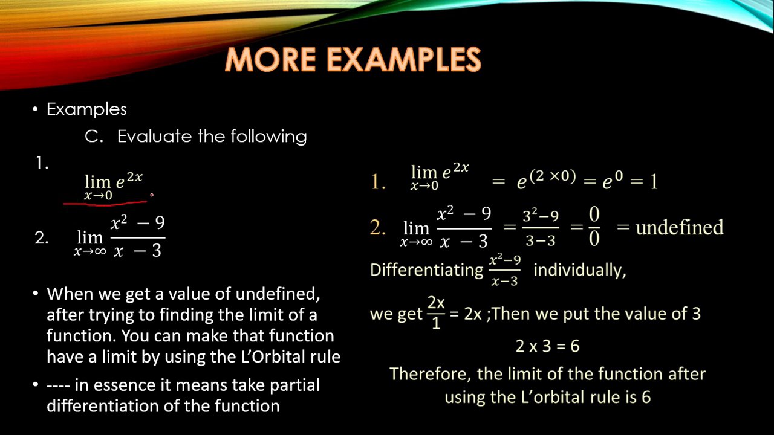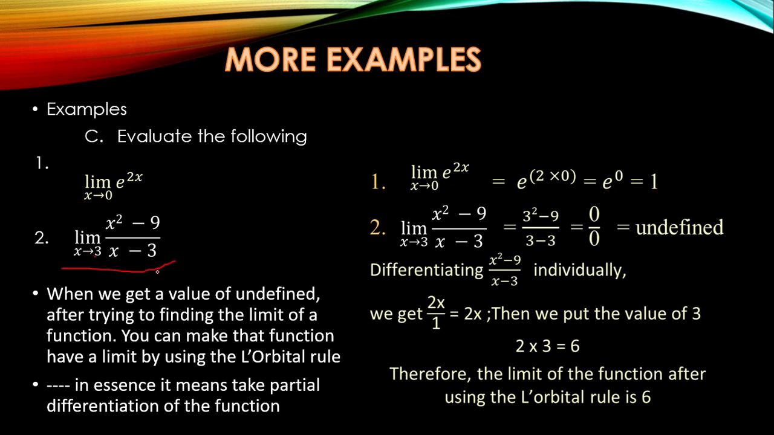Look at this first example. It says limit of exponential 2x as x tends to 0. As we know, we put the value of this 0 into this formula. So in this case we have exponential 2x. If we put 0 here, we have 2 times 0, and 2 times 0 is 0. Exponential 0, if you press your calculator, will give you 1. So in this case, we have a limit for the function exponential 2x as the variable x tends to 0, which is equal to 1.